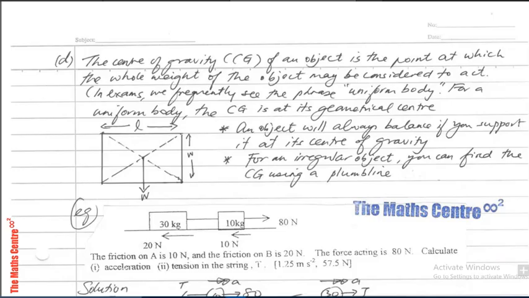Now, let's talk about CG. The center of gravity, CG, of an object is the point at which the whole weight of the object may be considered to act. Make sure you know how to define the center of gravity. When you write the center of gravity, these words should appear: point at which the whole weight of the object may be considered to act.